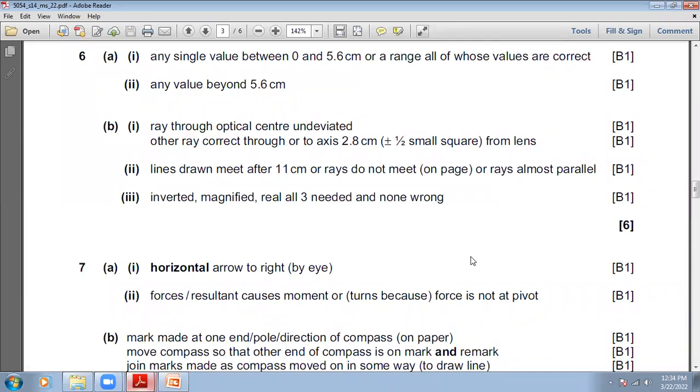So my dear students, the marking scheme of question number 6 is showing up on your screen. You can pause this video and take your time and check the answers which you wrote, confirm them with the marking scheme. So we are going to the next question.